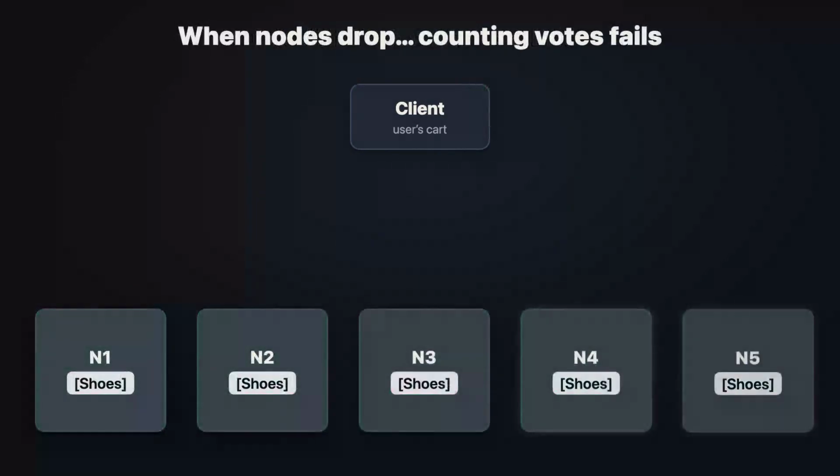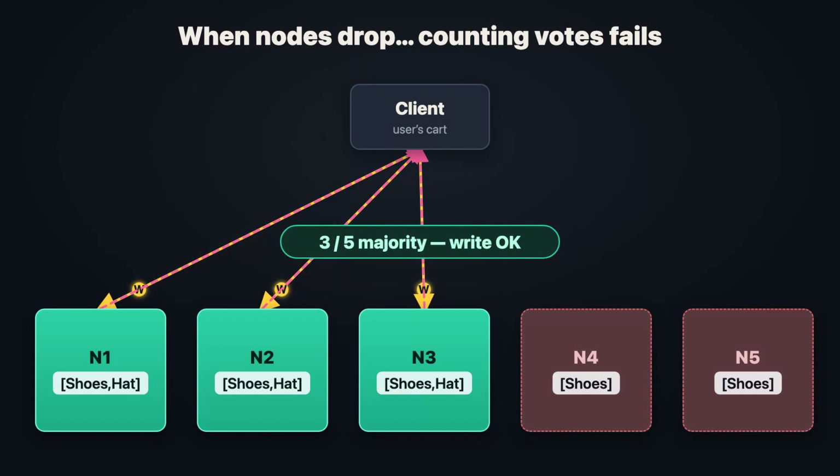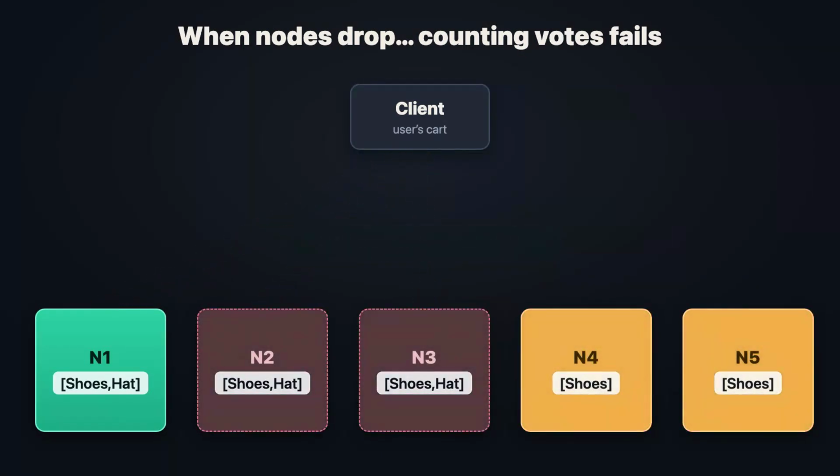But now, watch what happens when nodes drop. The user adds the hat again, but this time, N4 and N5 are down. Only N1, N2, and N3 acknowledge, that's 3 out of 5, still a majority, so the write succeeds. Time passes, and a read comes in.